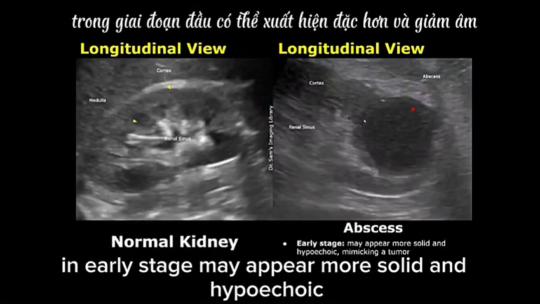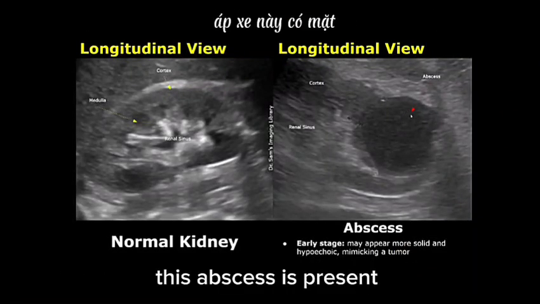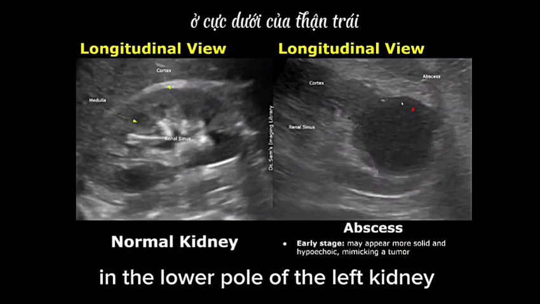An abscess in early stage may appear more solid and hypoechoic, mimicking a tumor. This abscess is present in the lower pole of the left kidney.